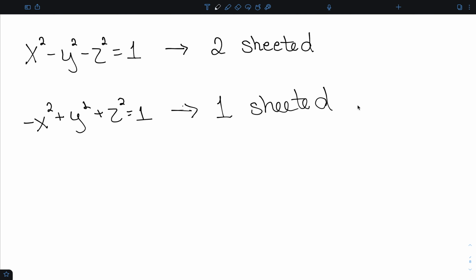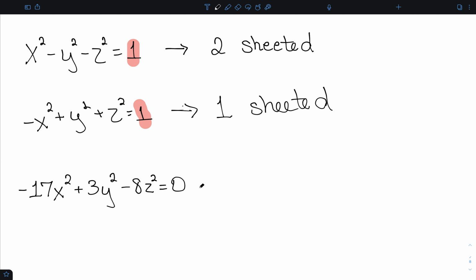So when I look at the equations, what's the difference? I want them to be equal to 1 each time, and you'll notice my one-sheeted has one negative sign, whereas my two-sheeted has two negative signs. And this is going to be the difference. Once I have this equal to 1, what's happening to my negatives? How many negative signs do I have?